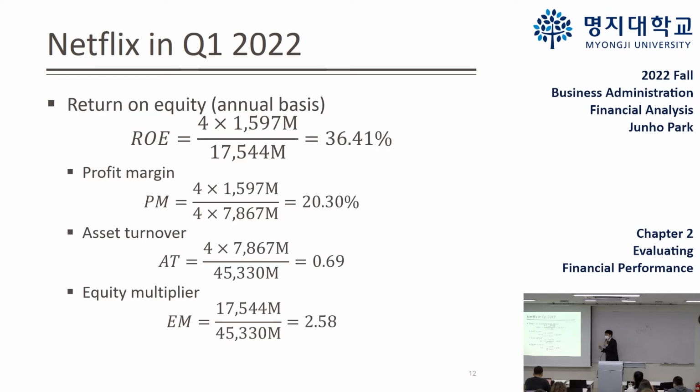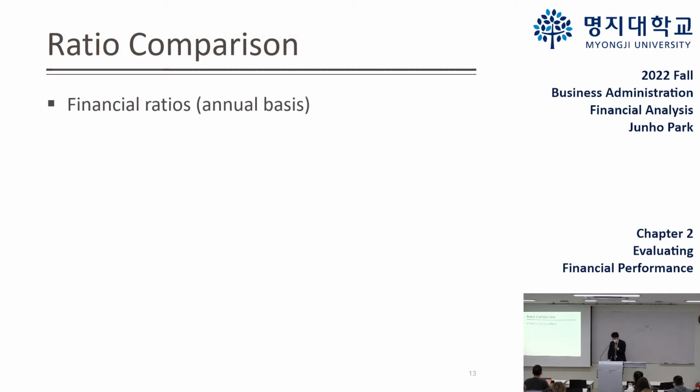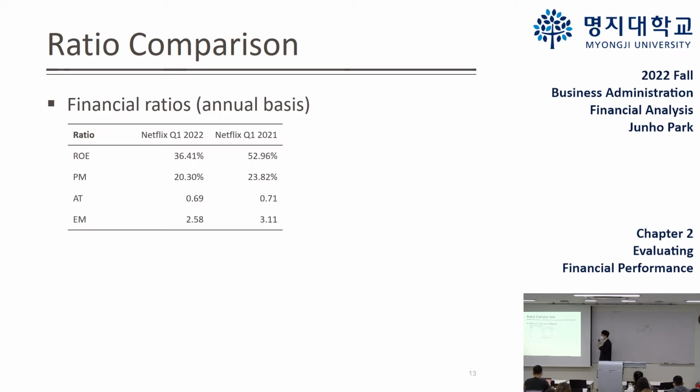So although Netflix's largest competitor can be Walt Disney, Disney is often considered a traditional media corporation. So its size is very, very large compared to Netflix. So I think it does not make sense to compare Netflix directly with Disney. So I'm just going to show you a time series trend, what has changed from last year to this year. So I have 2 columns: Netflix this year first quarter and Netflix last year first quarter.